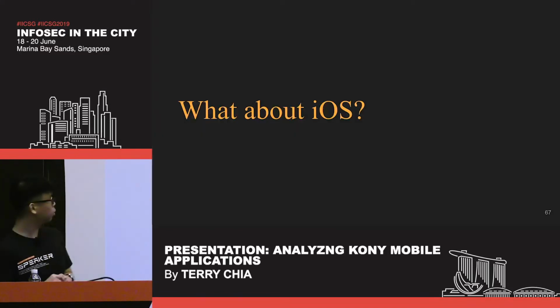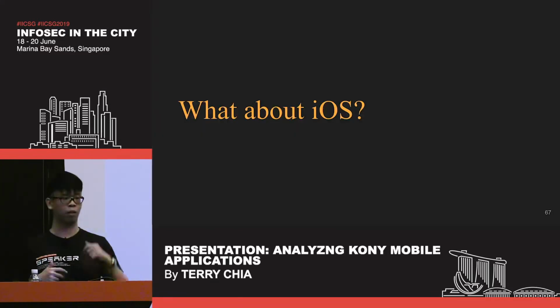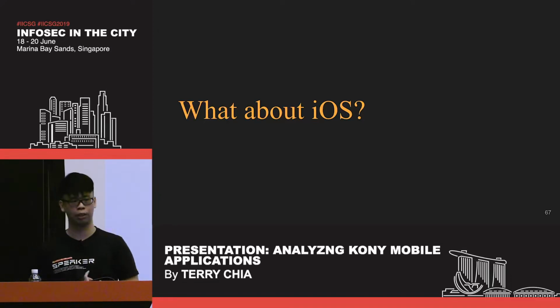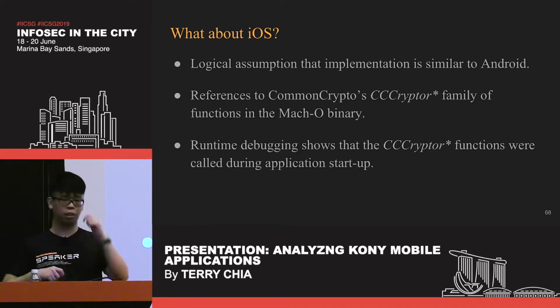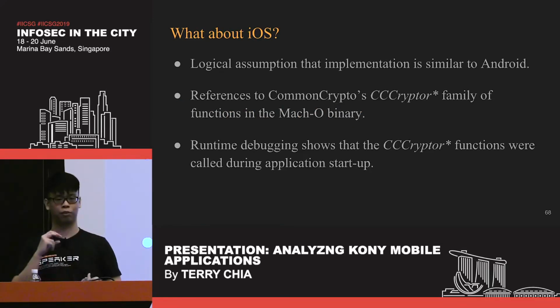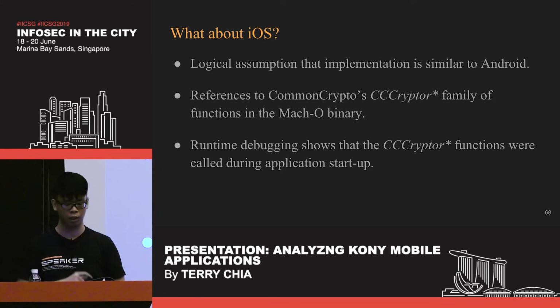All right. So everything I've shown up to now is for Android. There's of course another platform that we are interested in, which is iOS. And for iOS, I did not want to have to reverse engineer everything from scratch. So my logical assumption was that the implementation should be very similar to what Android is using. So I started looking for references to cryptographic functions in the Mach-O binary.